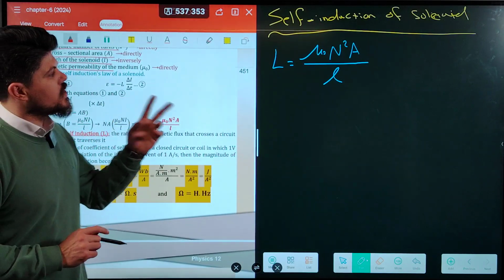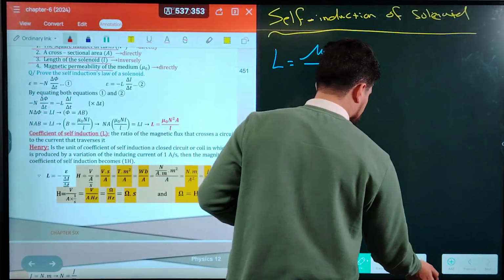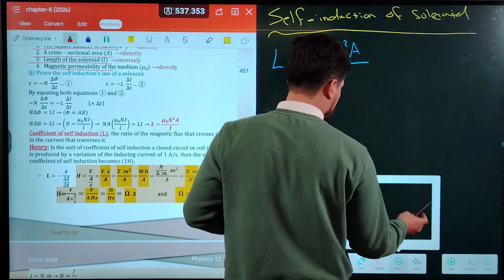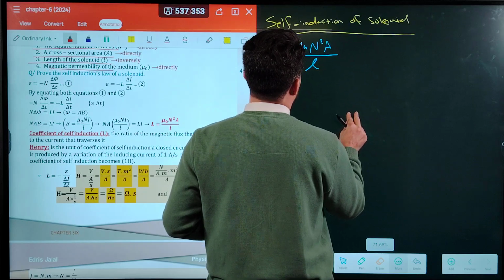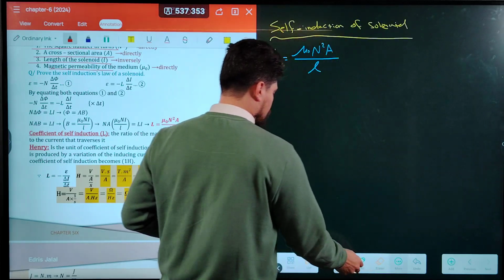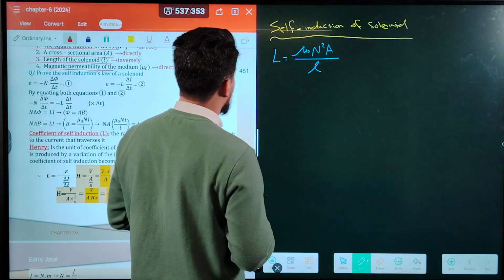Now I'm going to prove this equation. Okay, this proof is not important. This is just for information. It's good to know. Okay, this is just for your knowledge. Now I'm going to prove this equation. How did we get this equation?